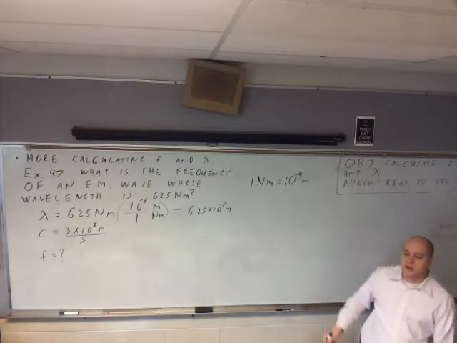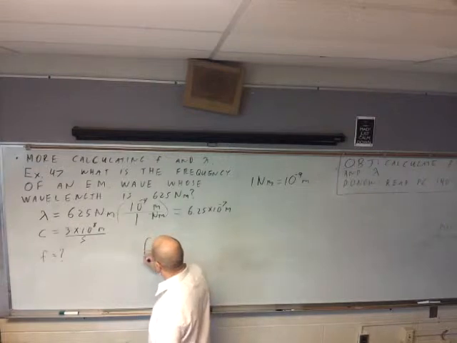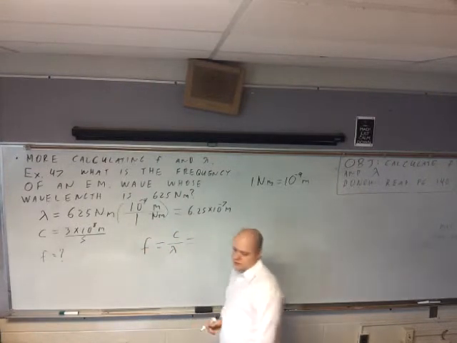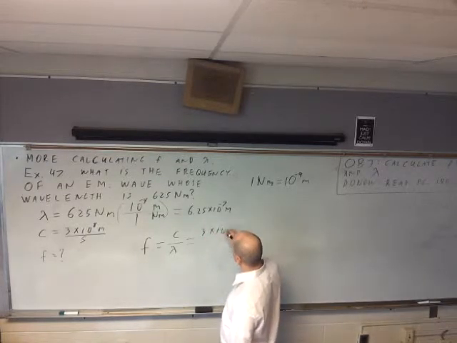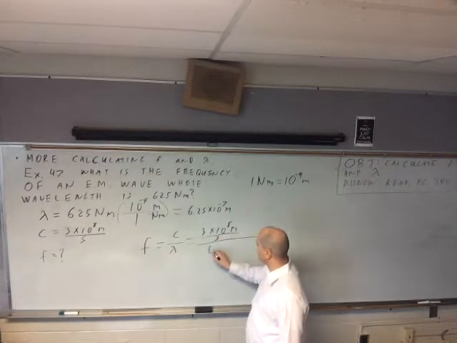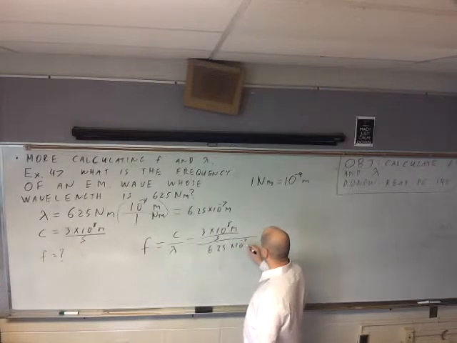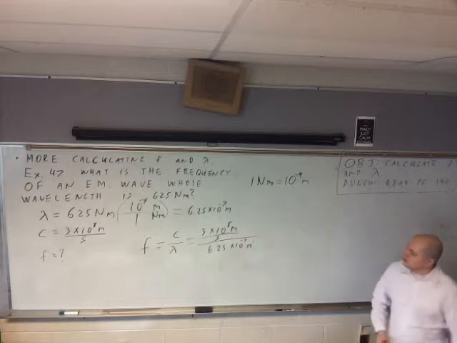Now we can find frequency, which is the same thing we did yesterday. Frequency equals C over lambda. So we're just going to plug in numbers: 3 times 10 to the 8 meters per second divided by 6.25 times 10 to the minus 7 meters. And this is where the conversion matters, because we want the meters to go away.